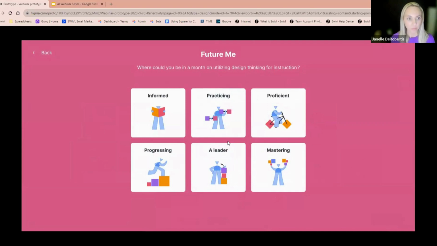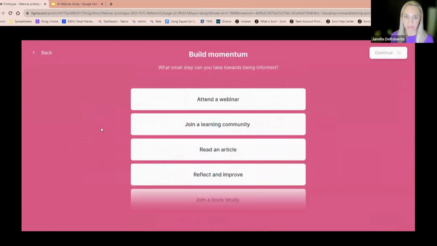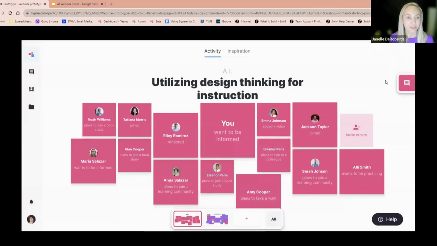Where do you want to be in a month on this skill? So let's say I'm looking to be informed. That's the first step I'm going to take. And then following that, how am I going to build momentum and take small steps towards being informed? So I've got some options here that I can choose from. I'm going to read an article as my first step. So now I'm going to take some time to go find my article, kind of start digging into design thinking.